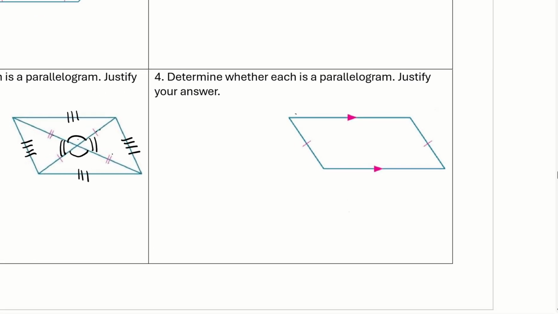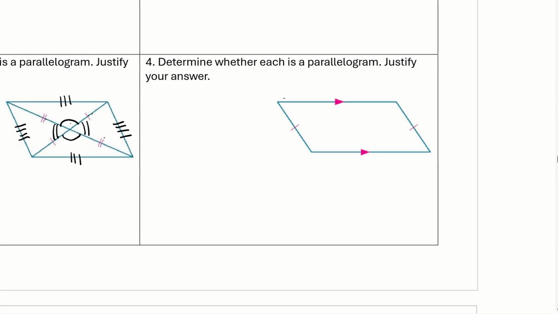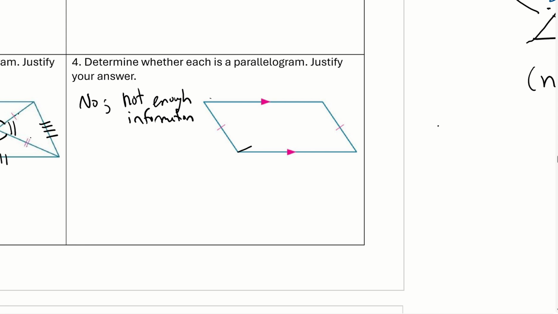All right, so number four, determine whether each is a parallelogram. So same thing here. We have opposite sides that are congruent, but the other opposite side, we don't know if it's congruent, but it's parallel. So this is no, not enough information. So how do we know it's not enough information? Well, if we try to divide it this way, then because these are parallel, we have alternate interior angles, and so we have angles there.